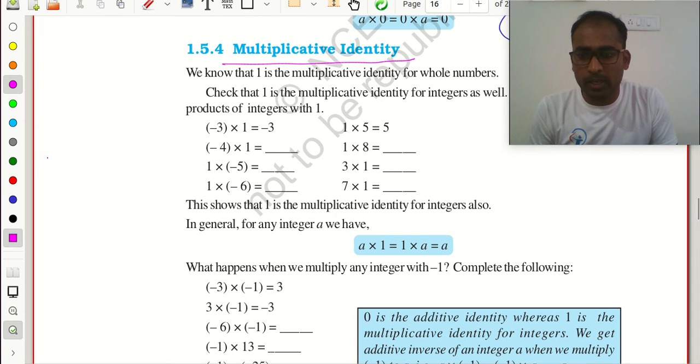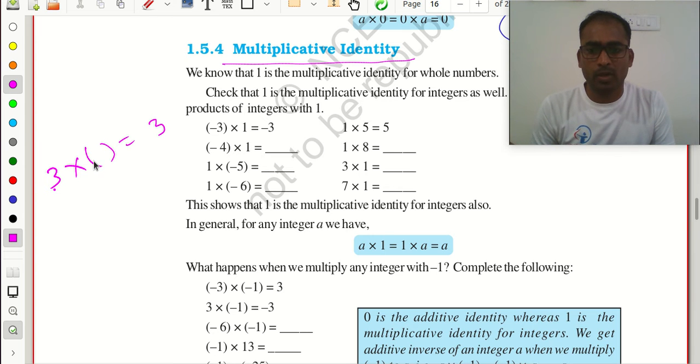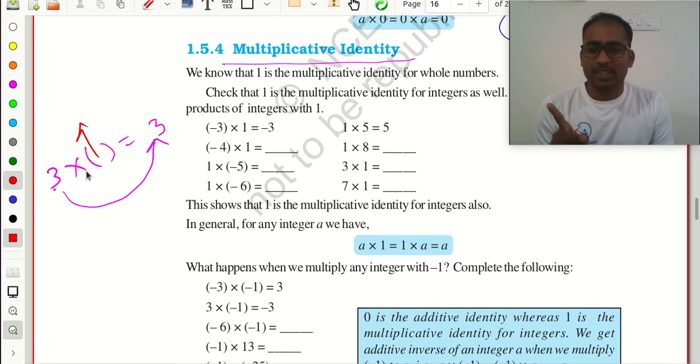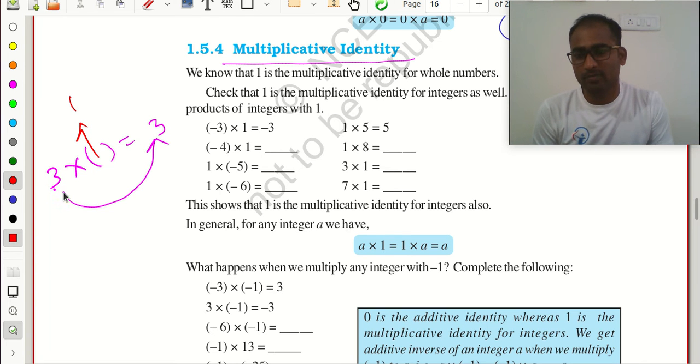Suppose I am multiplying here. Here 3 multiplied with some number, or some integer we can say. So I should get the answer as 3 only. Here what should be the number? 0? See, if I put 0 here, na, I will get answer 0. So I need to put here 1. Yes. The answer is 3.